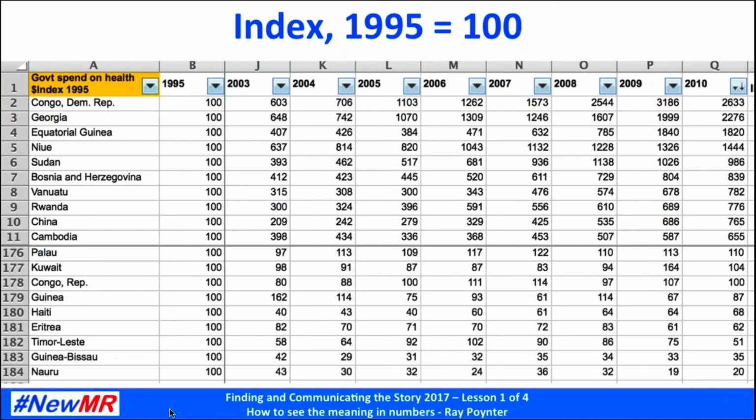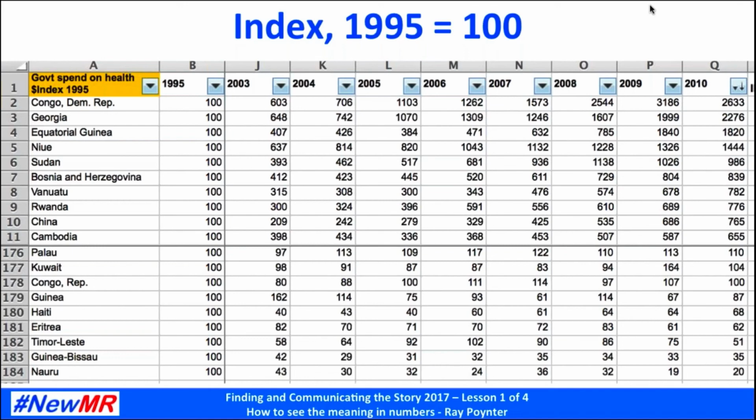And now we use the same ratio for all the following years. And if we read along the top line, what that tells us in 1995, Congo Democratic Republic was worth 100. By 2003, that was 600. That's a 500% increase because the number is 600% bigger of the 1995. 2004, it was another 100% more. It had gone from 603 to 706. By 2010, we can see it's 26 times the figure in the first place.